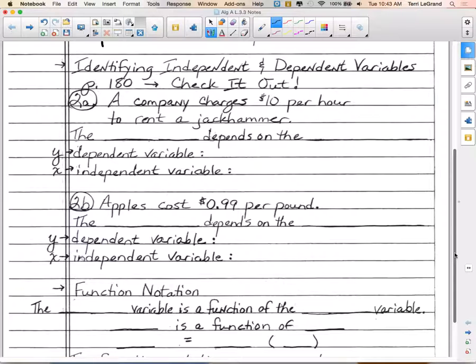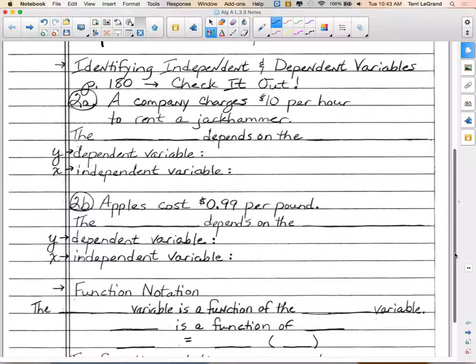So we've got this company that charges $10 per hour to rent a jackhammer. What are the things that can change in that problem? Is what they're going to charge per hour going to change? Does it say $10 an hour when you feel like paying that? No, that's not going to change, is it? They're charging $10 an hour for you to rent the jackhammer. What can change, though? What can change?